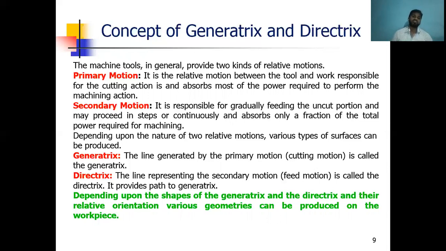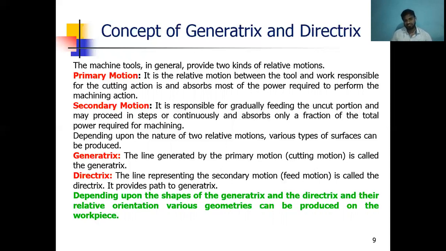And the second one is secondary motion. It is responsible for gradually feeding the uncut portion and may proceed in steps or continuously, and absorbs only a fraction of the total power required for machining. Depending upon the nature of relative motion, various types of surfaces can be produced.